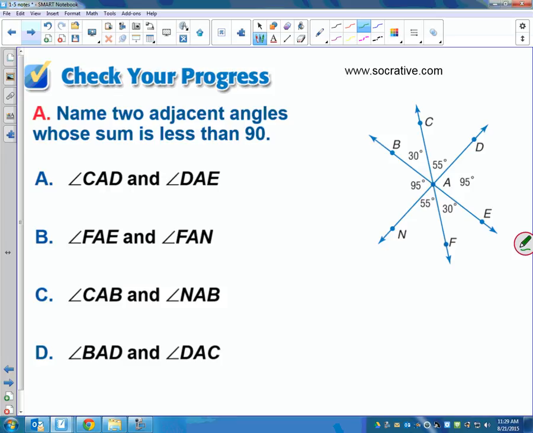It says A, B, C, D, and E. Please don't pick E. There's no E. Name two adjacent angles whose sum is less than 90, and only one of those is true, okay? So look at those angles. Think about where they are over there. Two adjacent angles, that's the key word, whose sum is less than 90.